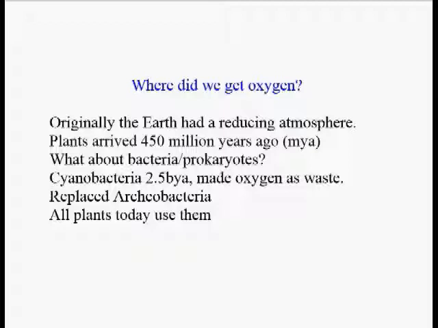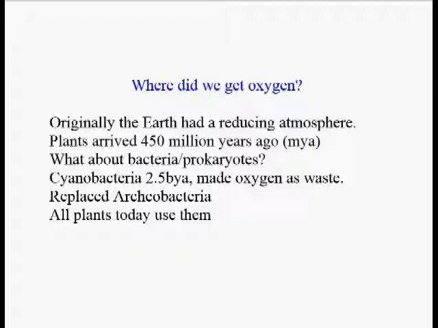Okay, now the environment, the atmosphere of the Earth, is starting to develop a little bit, and we're going from a reducing environment, that is, one without oxygen, to one which has oxygen. So originally we have a reducing environment. Now, about 450 million years ago, MYA, we assume that plants started to pop out. Now, how did this happen?